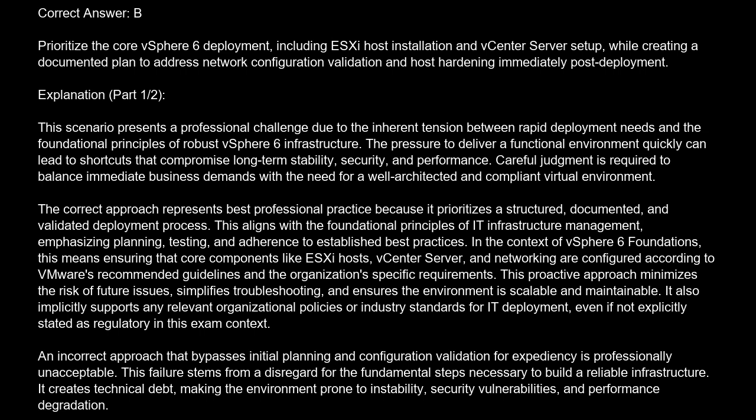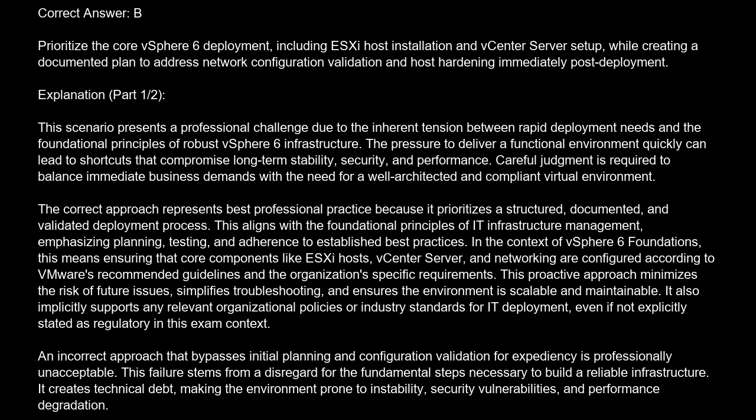The correct approach represents best professional practice because it prioritizes a structured, documented, and validated deployment process. This aligns with the foundational principles of IT infrastructure management, emphasizing planning, testing, and adherence to established best practices. In the context of vSphere 6 foundations, this means ensuring that core components like XC hosts, vCenter server, and networking are configured according to VMware's recommended guidelines and the organization's specific requirements.